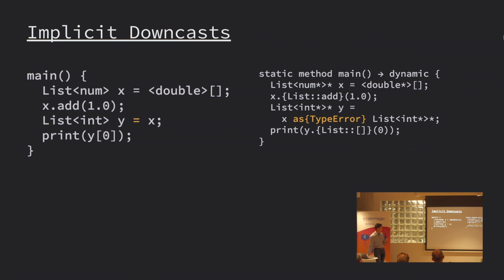So the most basic case is an implicit downcast. So this code is allowed in Dart2, where we cast the list of num into a list of int, but the type system, which generates this AST on the right, inserts a typecast explicitly.